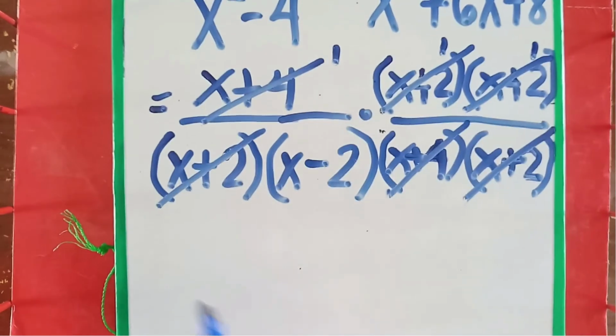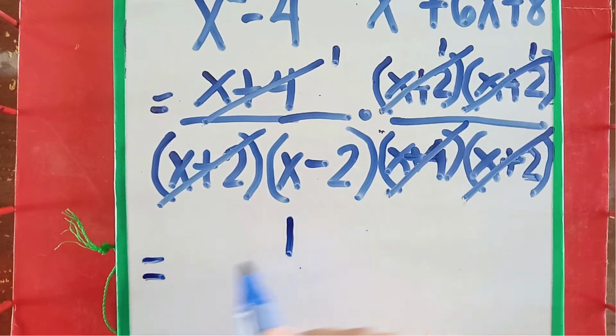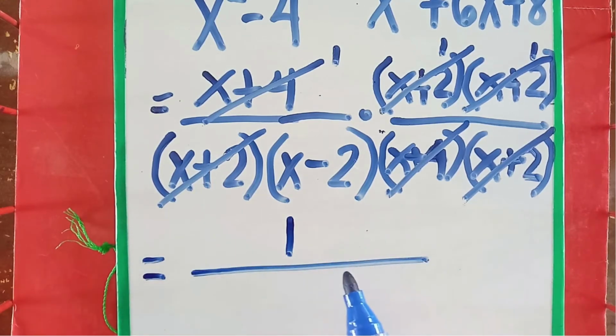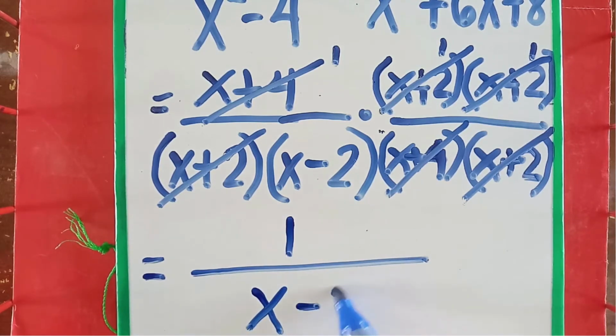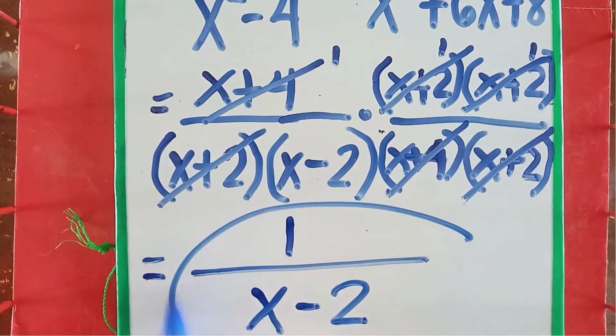Okay? So, our answer here is 1 all over. So, ano natirang factor sa ilalim or sa denominator? So, that is x minus 2. So, our answer is this one.